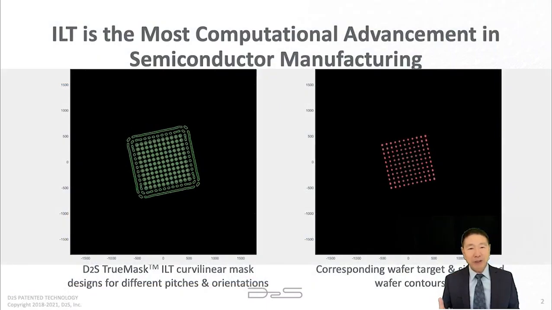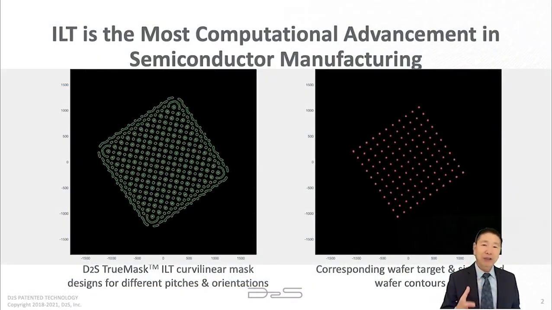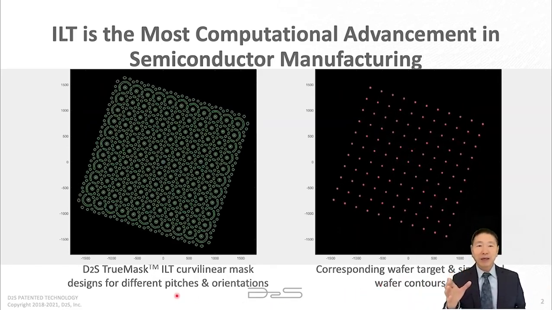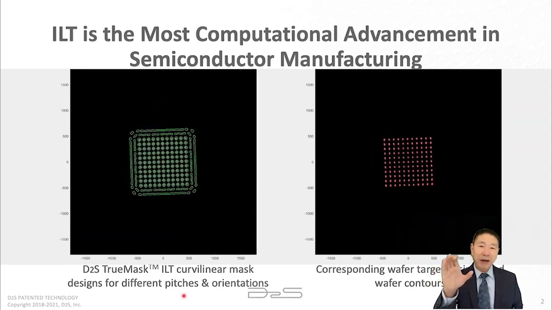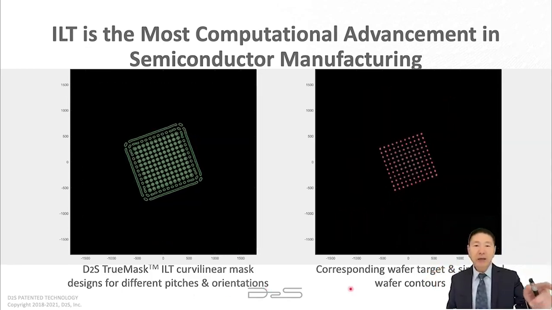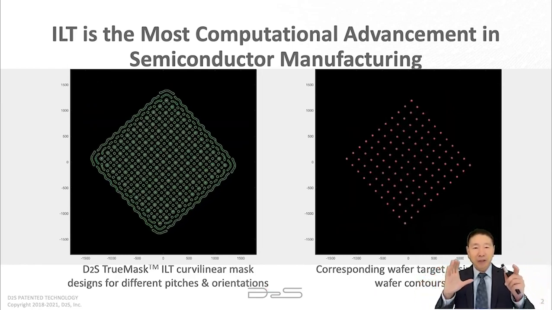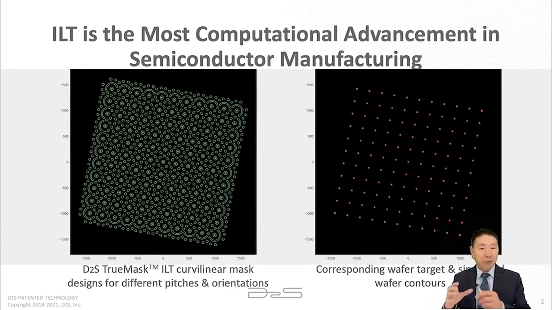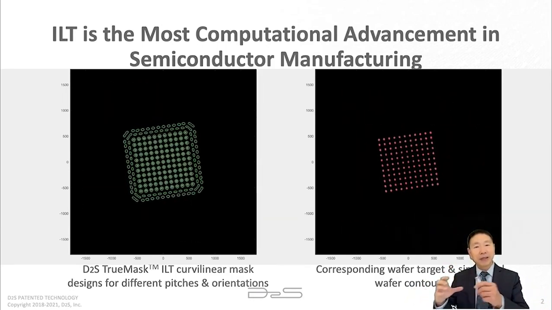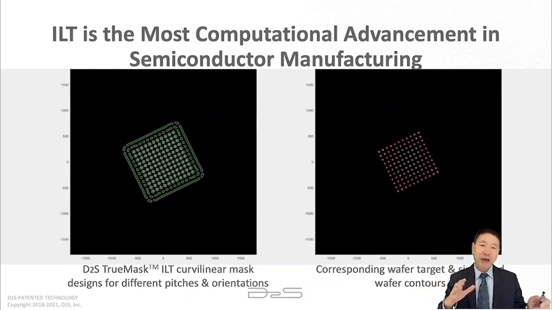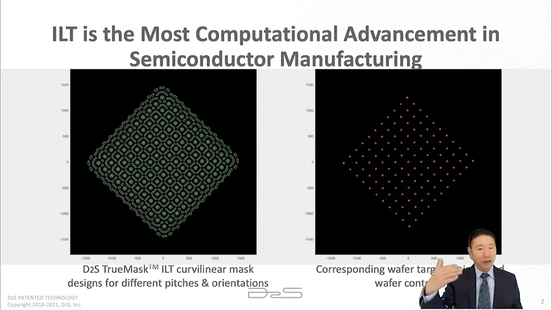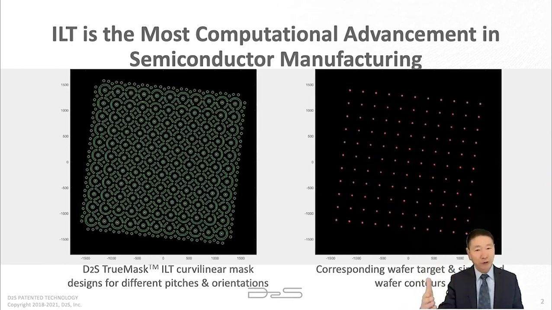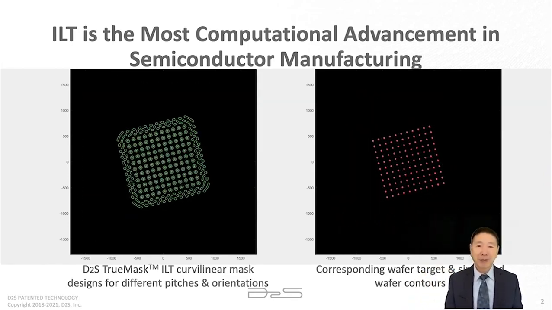Why do we want to talk about ILT? Because ILT is the most computational achievement in the whole semiconductor manufacturing. What you see here on the left is the curvilinear ILT mask pattern, and on the right are the pictures of the simulated wafer image. In my talk, you are going to see a bunch of those movies. They are actually a sequence of different configurations. I put them together so that you can see the continuity and easily tell the symmetry of the solution, and you can view it very quickly. Okay, let's begin.